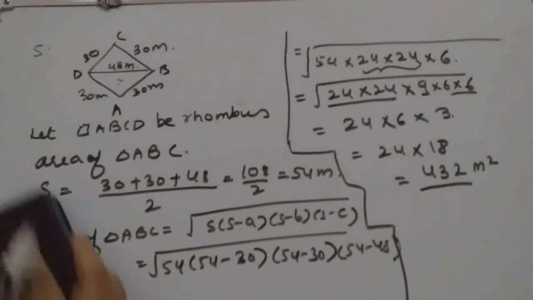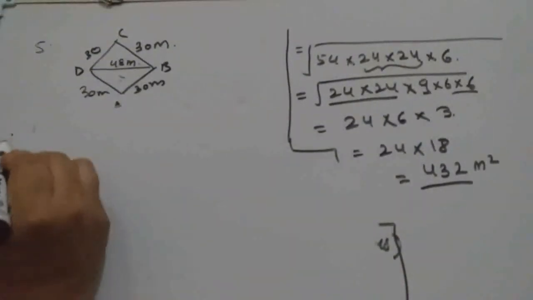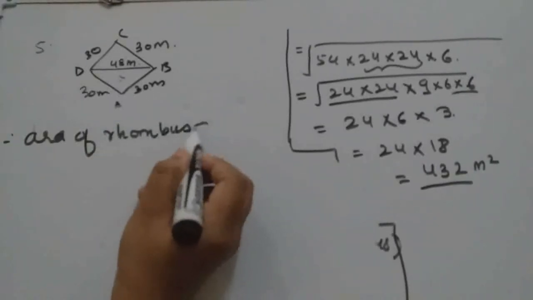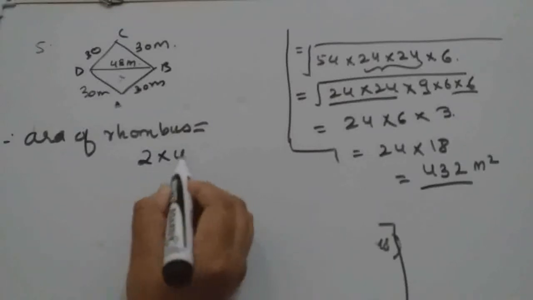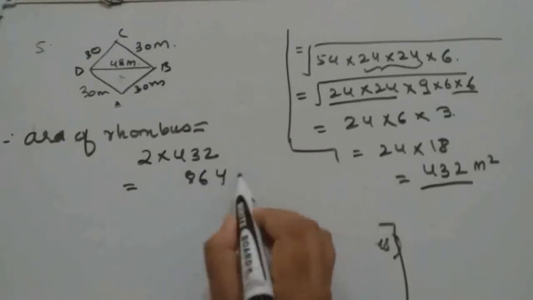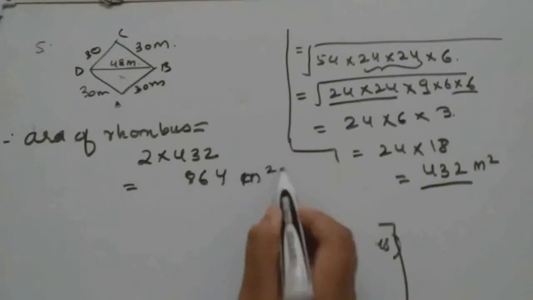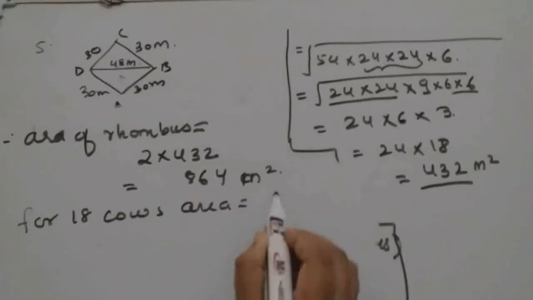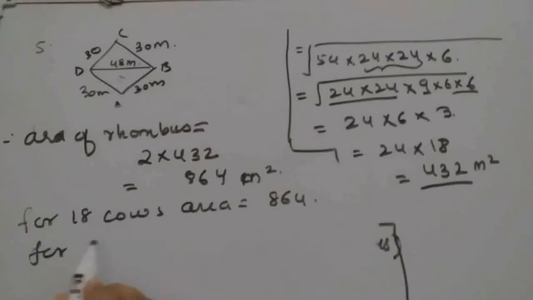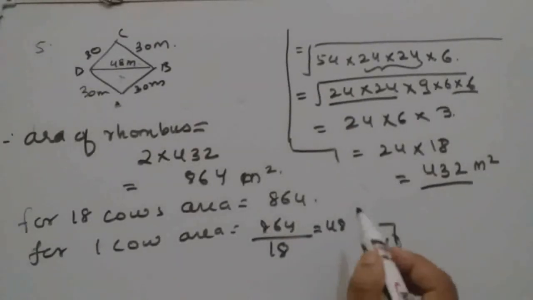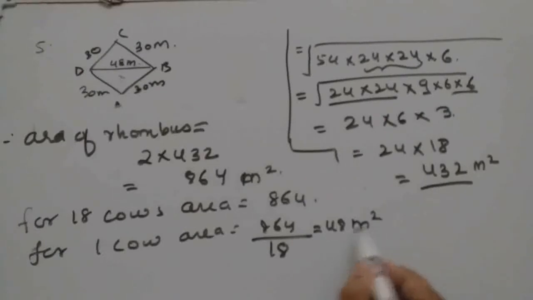So what will be the area of rhombus then? Therefore, area of rhombus is equal to 2 into 432, because these both area of triangle will be same. So 864 meter square. Okay. So for 18 cows, area is 864. So for one cow, area will be 864 divided by 18, which will give 48 meter square.